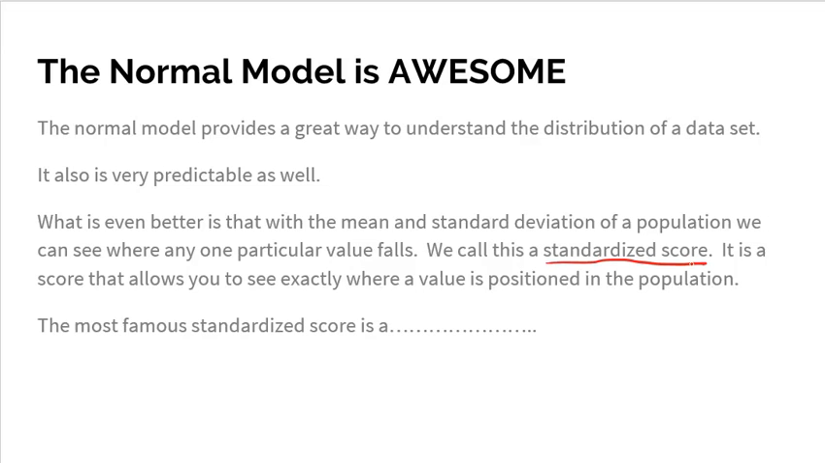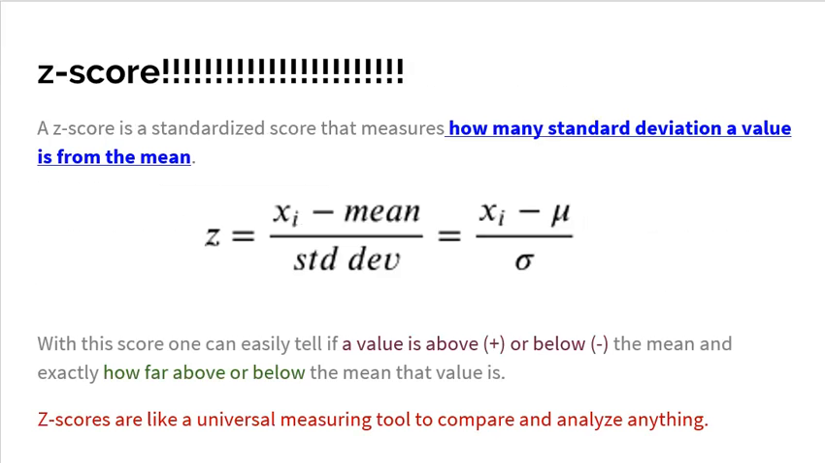It is a score that allows you to see exactly where a particular value's position is. Now, there's a couple different types of standardized score, but the most famous standardized score is, drumroll please, a Z-score. And I'm not really quite sure, to be quite honest, why we call it a Z-score. What I like to say is it's because it's a standardized score, and we couldn't call it an S-score because we're already using S for standard deviation, so we went with Z. Maybe I'm completely off base on that, but who cares?